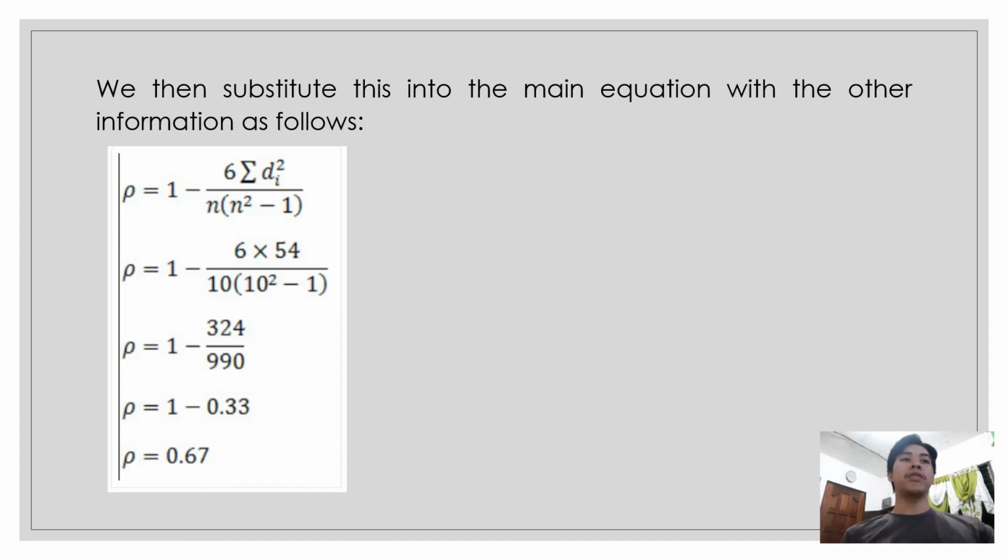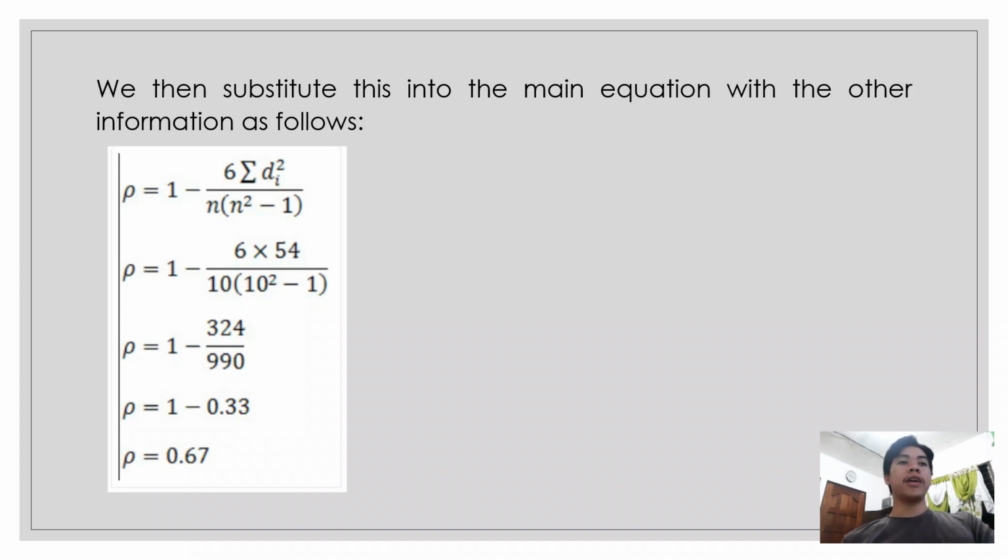Then rho is equal to 1 minus 6 times 54, our D squared, over 10, our n, or the number, times 10 squared minus 1. Then 6 times 54 is 324, then 10 times 10 squared minus 1: 10 squared is 100, minus 1 is 99, 99 times 10 is equal to 990.